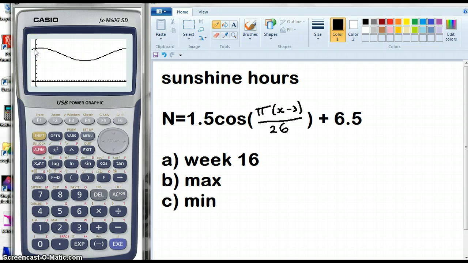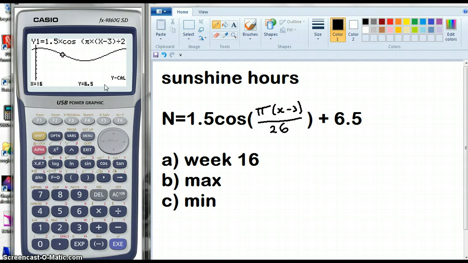Now, I can do a y calculation, y-calc. So in week 16, I can see that there'll be 6.5 hours of sunshine. Okay, so that's number 1. Week 16, here we've got y is 6.5 hours of sunshine.